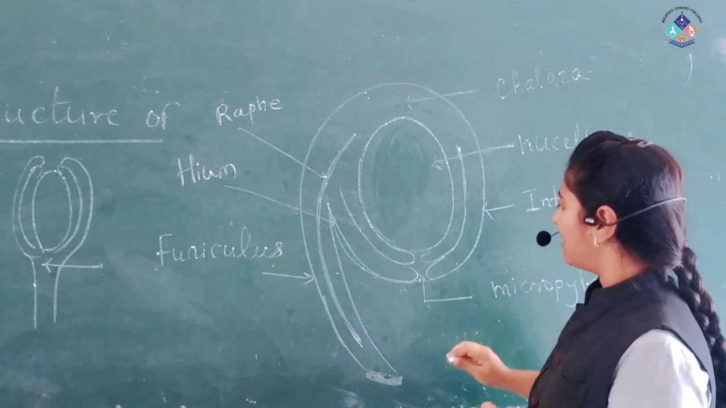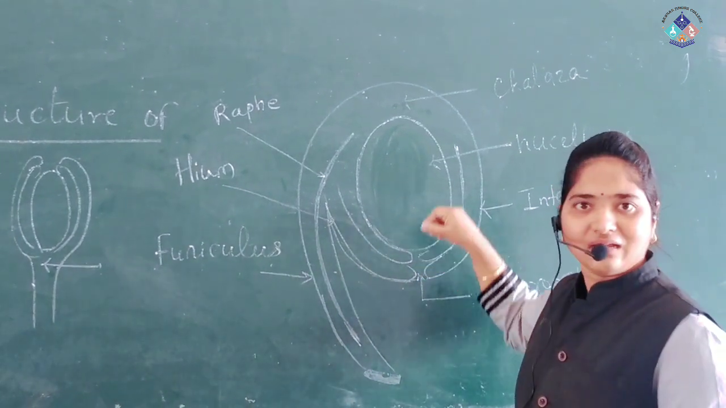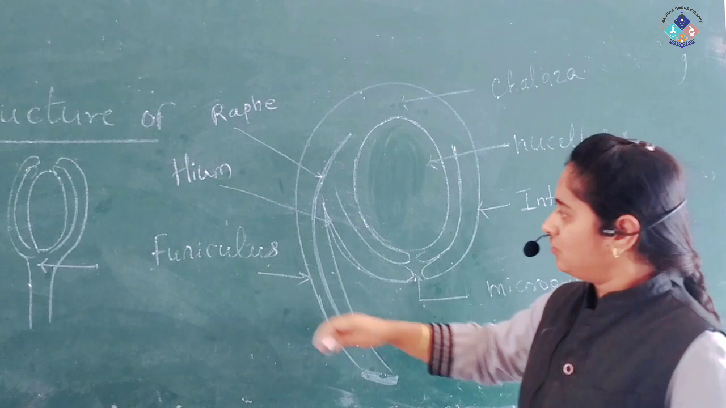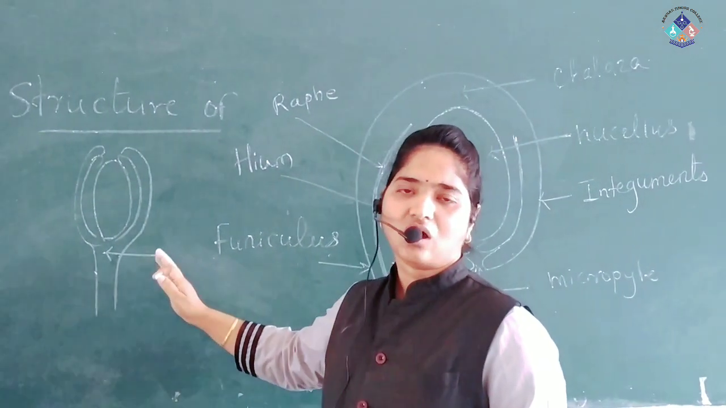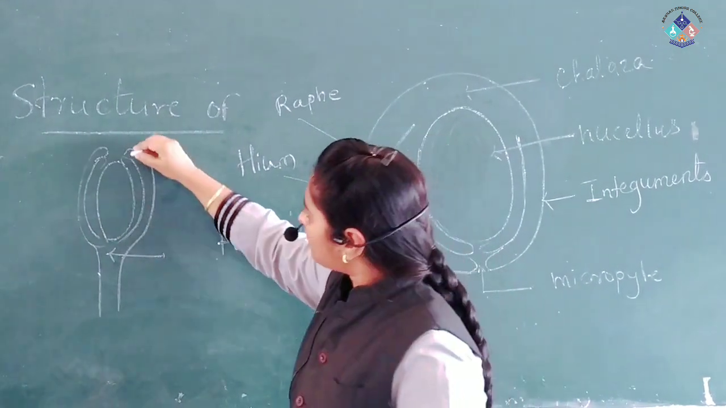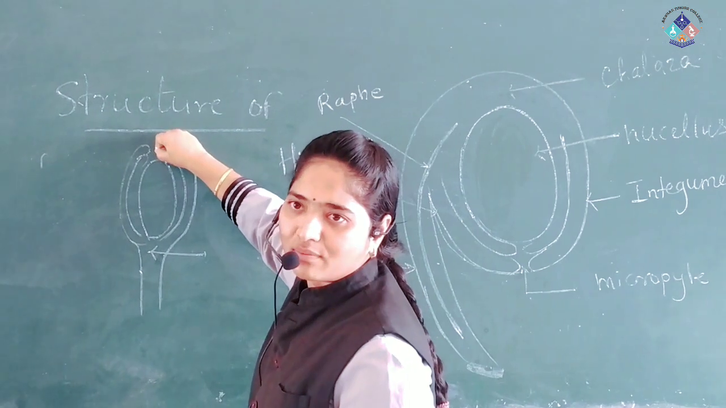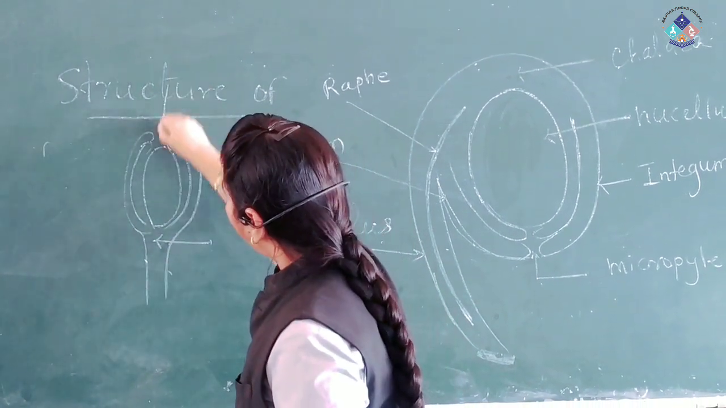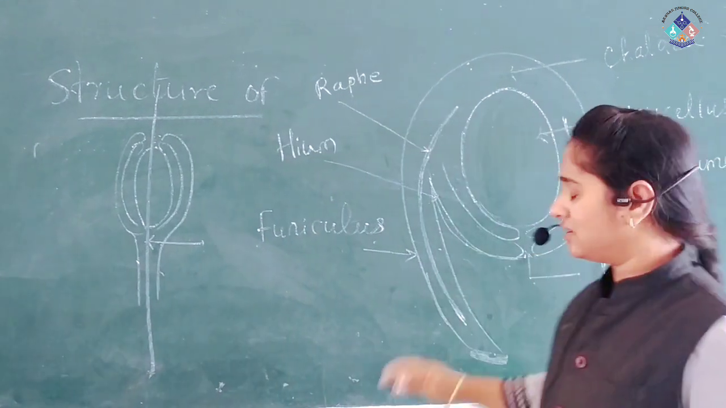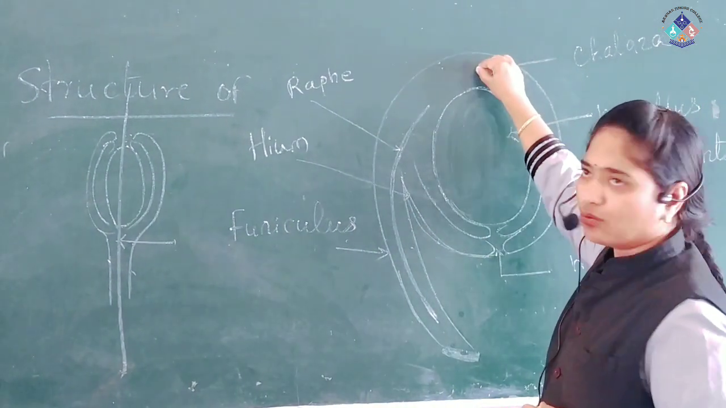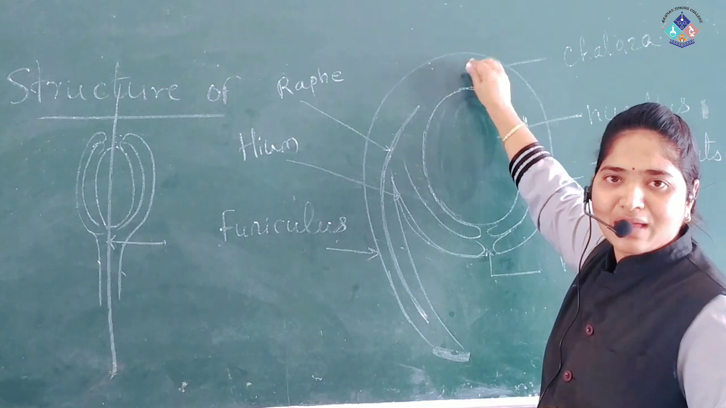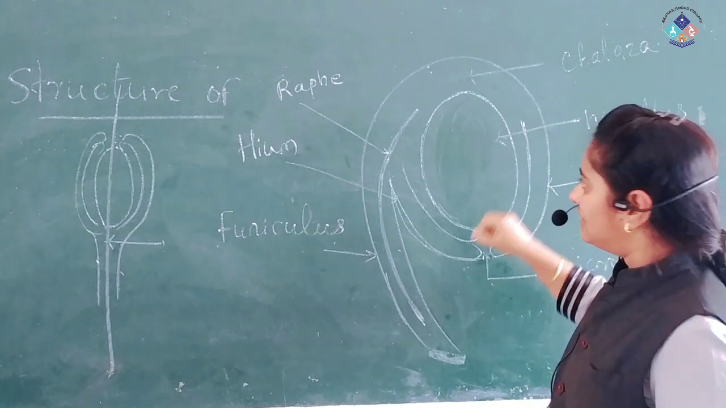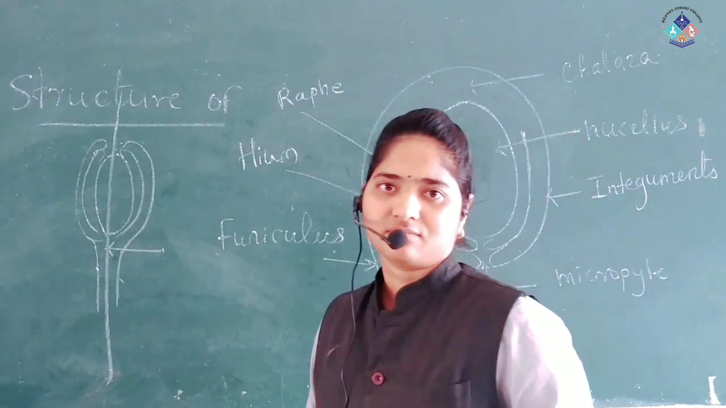Because in this type micropyle is in downward direction. And you can see the straight structure, it is called orthotropous. You can see micropyle is at the top. Chalaza, micropyle and funicle are in a straight line. But here, chalaza and micropyle are opposite. If micropyle is in downward direction, that structure is called anatropous.